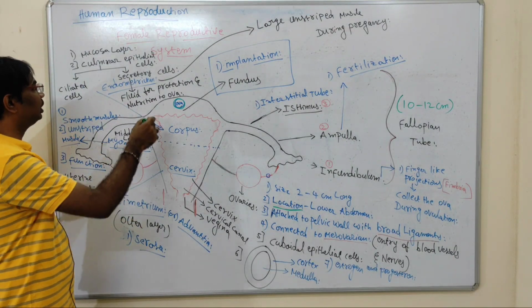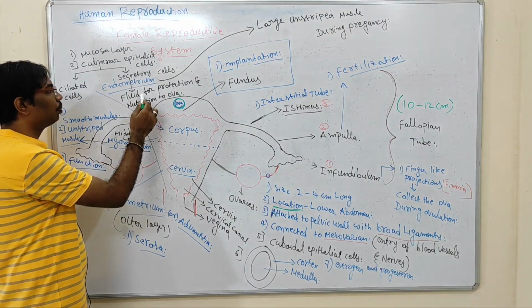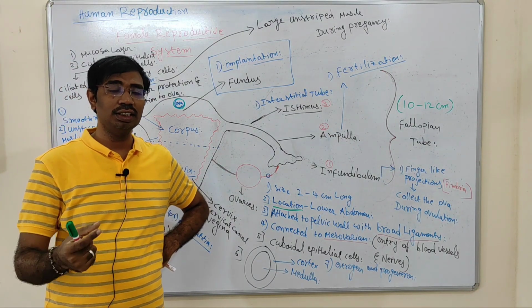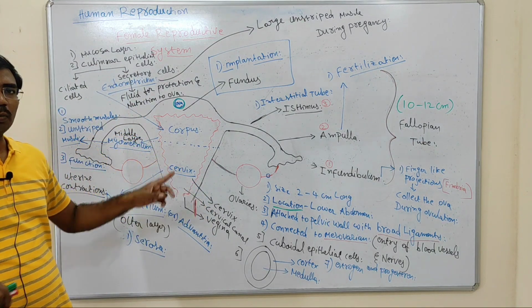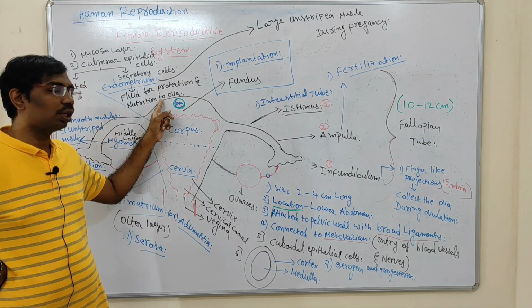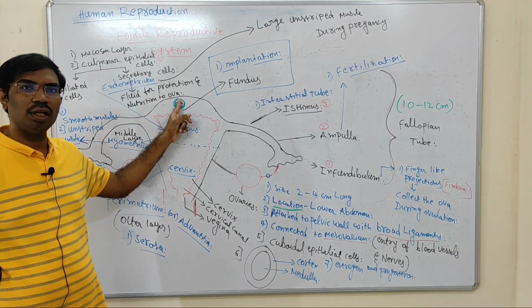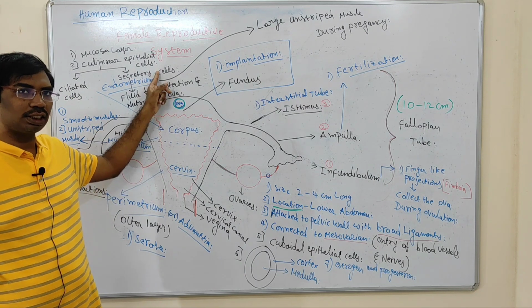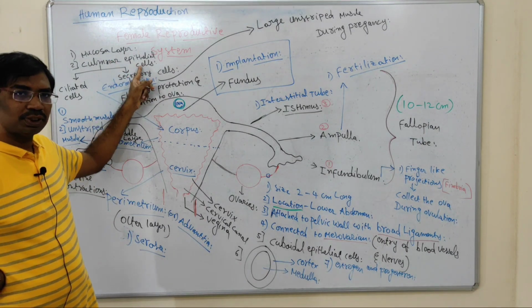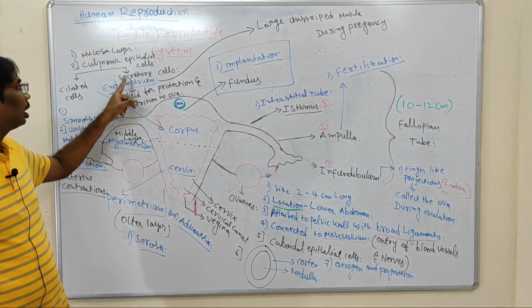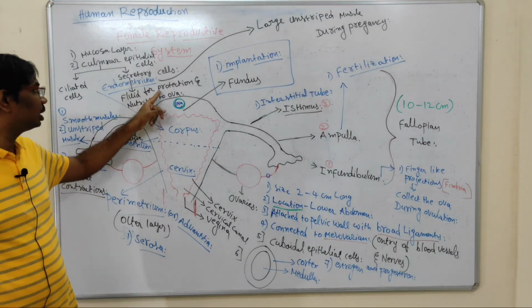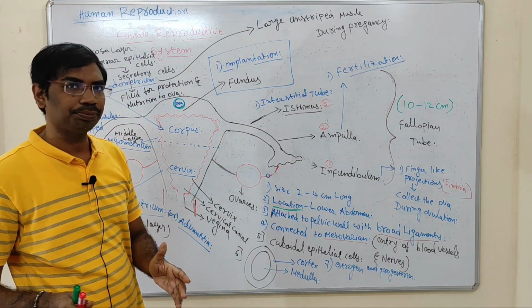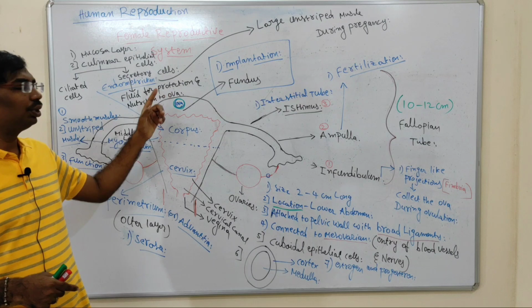That fluid produced by the secretory cells of the uterus is important for the protection and nutrition of the ova. So the ova is protected and can get nutrition from the fluid. Columnar epithelial cells are of two types: ciliated cells and secretory cells. The secretory cells produce the fluid, which is important for nutrition and protection of the ova.